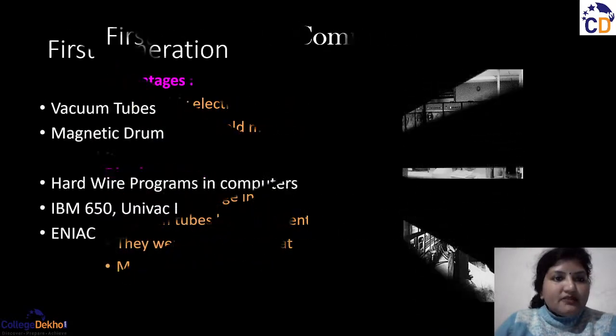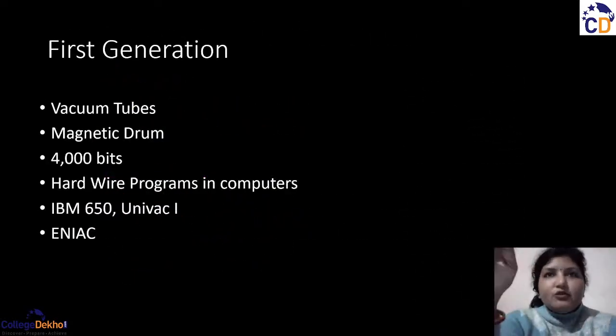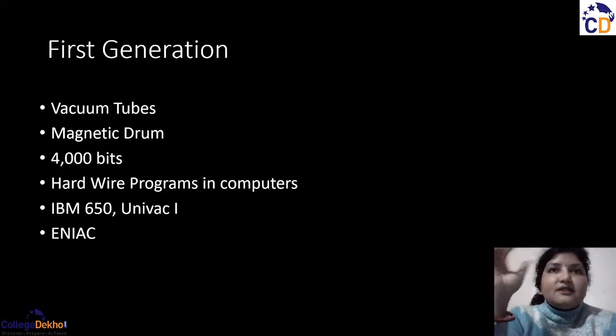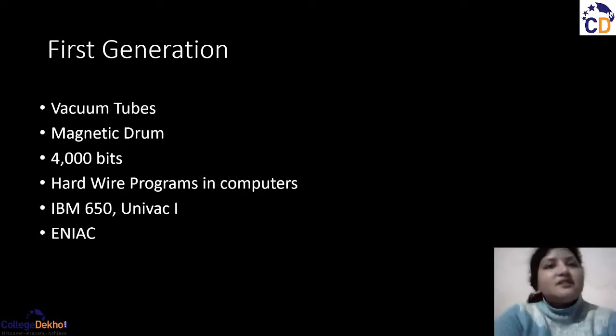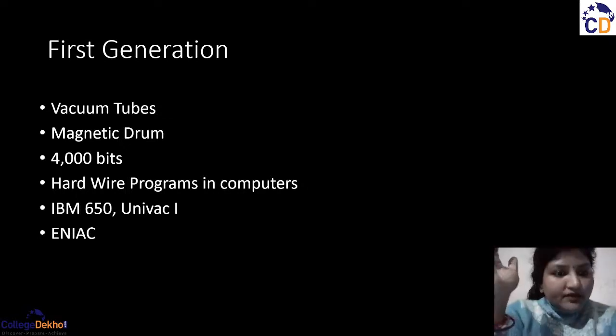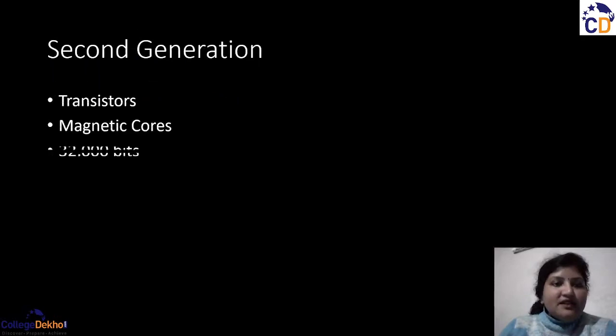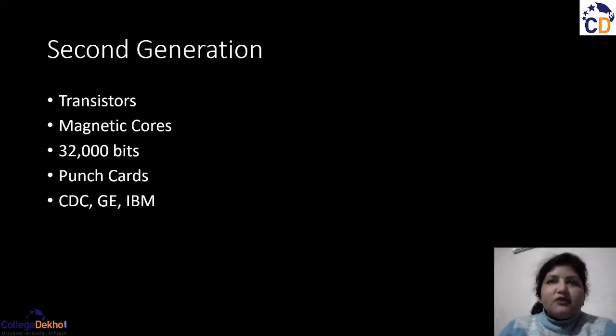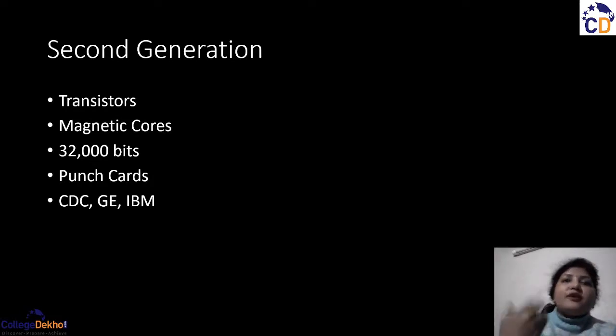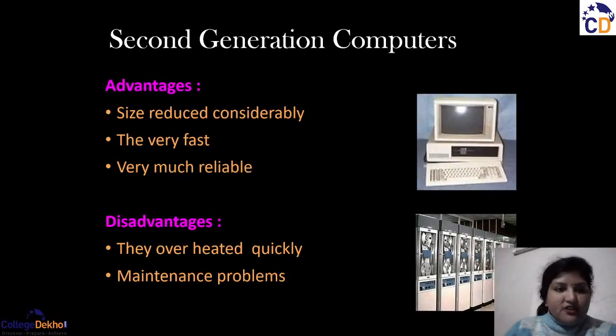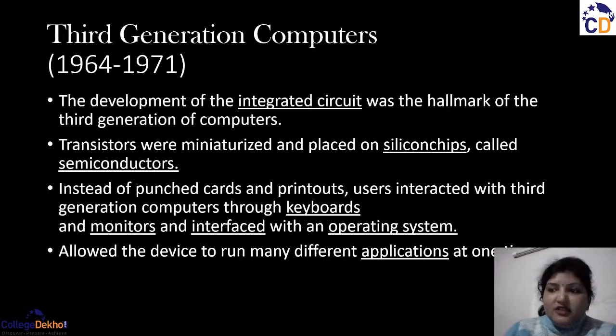The first generation highlights vacuum tubes, so delicate and easily burned up. This is the disadvantage, a very large system occupying the whole room. In the second generation we have transistors. Again, we don't have keyboards or such things for user interaction. They are very fast and very reliable, but they get overheated, and the maintenance problem continues in that generation also.